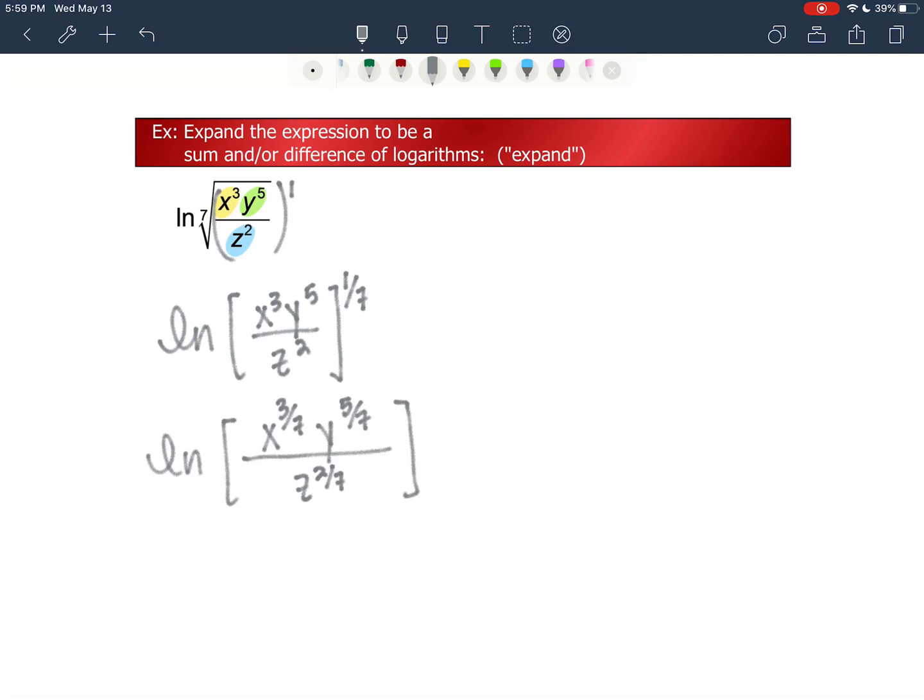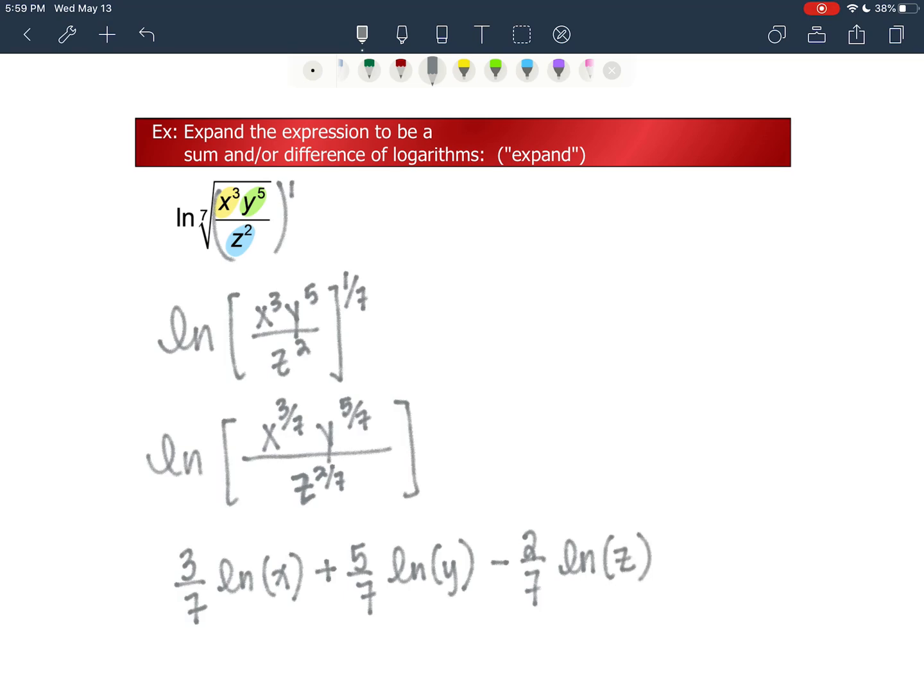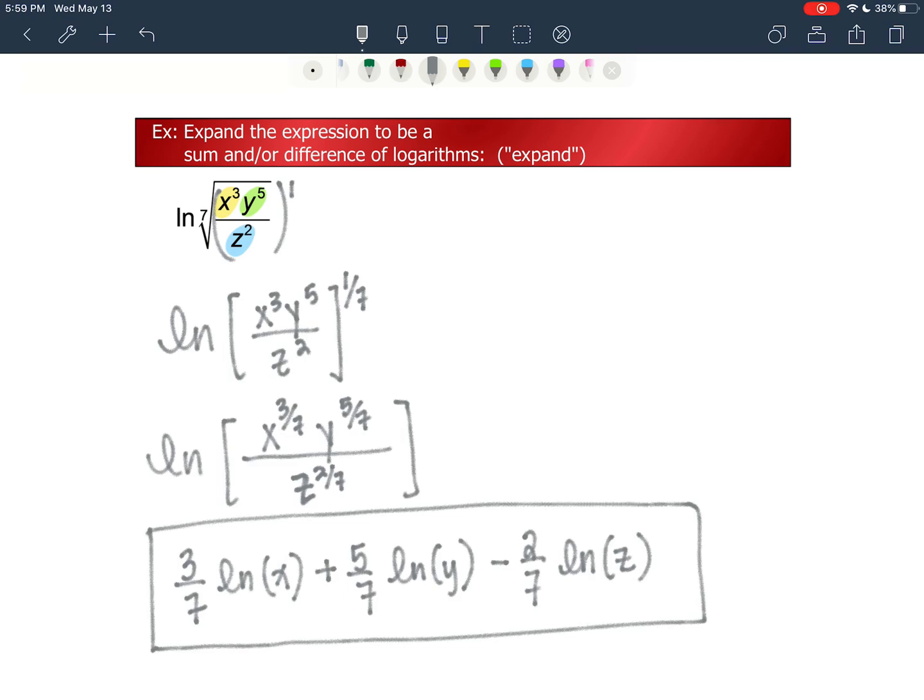And I'm going to have 3 logarithms. I'm going to have 3/7 times the natural log of x plus, because y is in the numerator, 5/7 times the natural log of y minus, because z is in the denominator, 2/7 times the natural log of z. And that is our final answer.